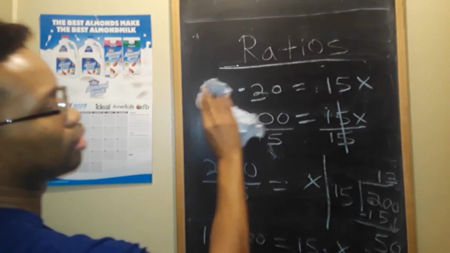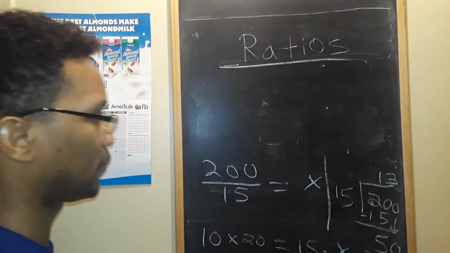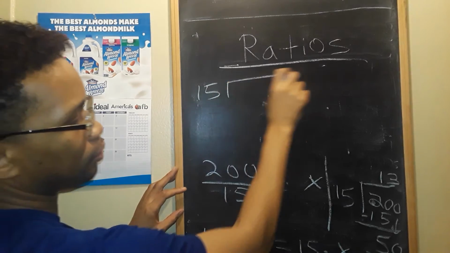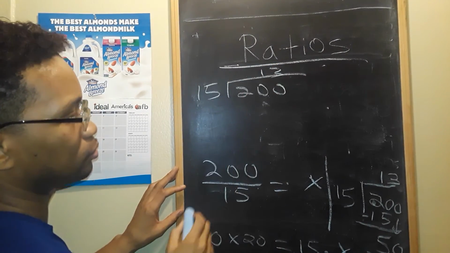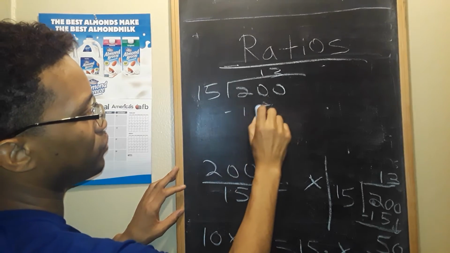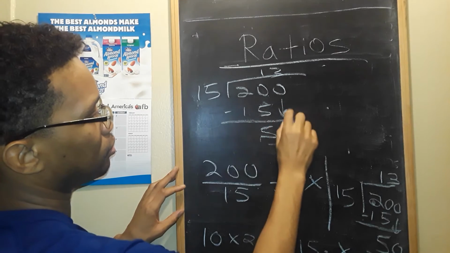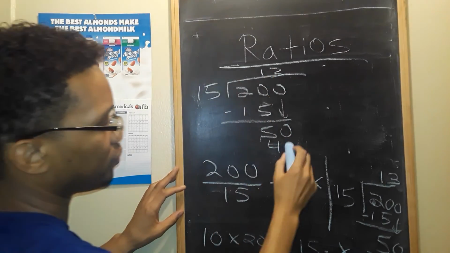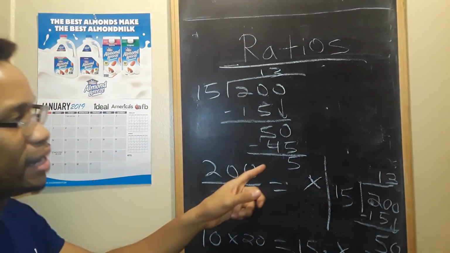Okay. I'm going to bring this up here again. So 15 into 200, 13. We already subtracted the 15 over here. So you're left with the 5. I bring down the 0. 3 times 15 is 45, which gives me a 5 in the end.